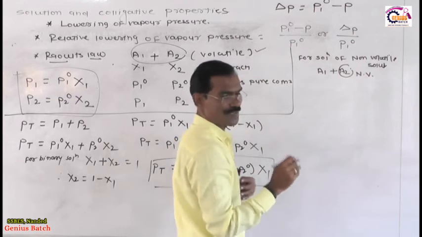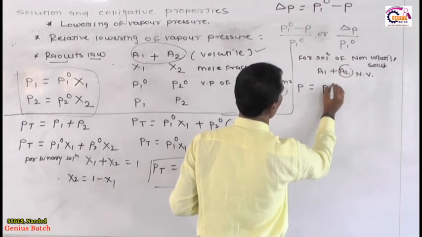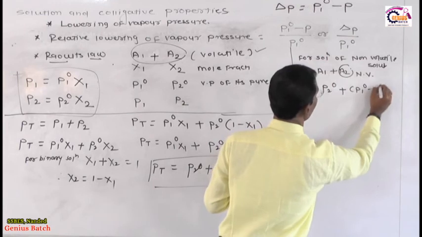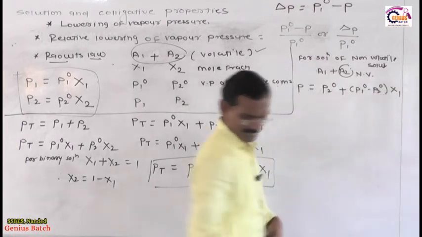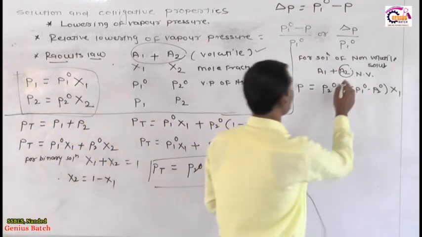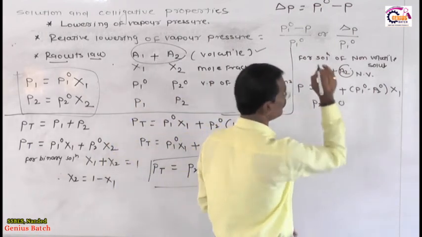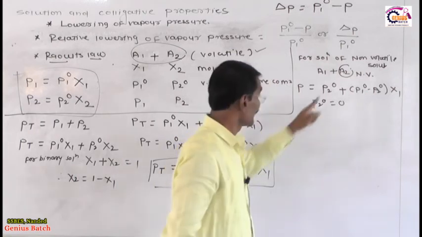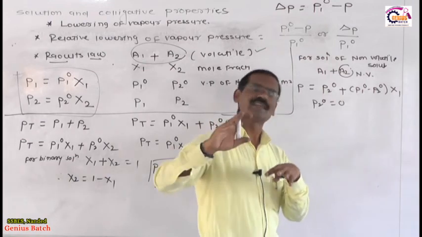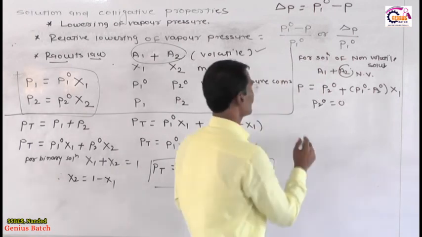Very simple. We calculate the total pressure by using the relation: total pressure is equal to P20 plus P10 minus P20 into x1. This is the formula. But you know very well, in this case A2 is non-volatile, therefore P20 is 0. Why is P20 equal to 0? Because A2 is non-volatile, and if the solute is non-volatile, it doesn't have any vapor pressure. Therefore the value of P20 is 0.